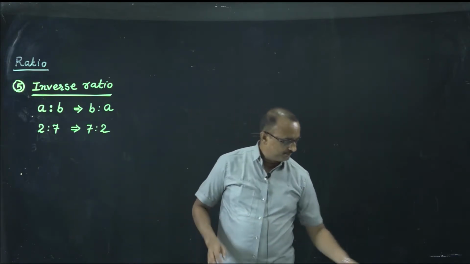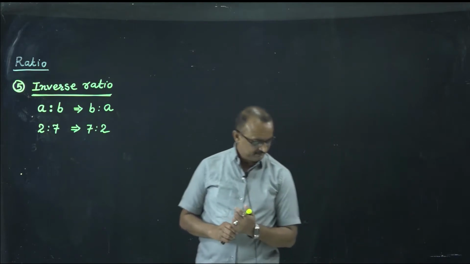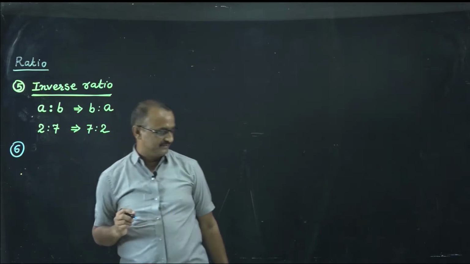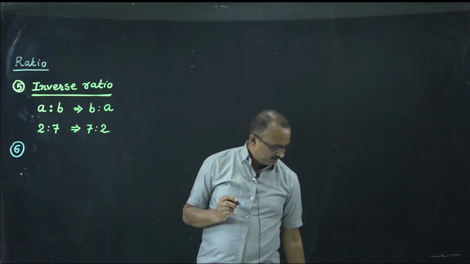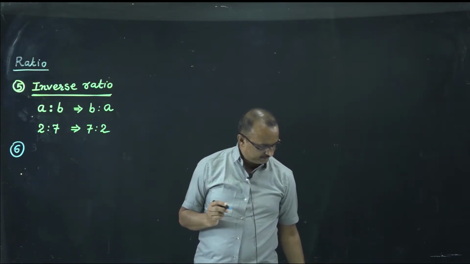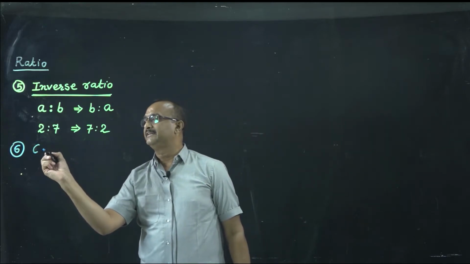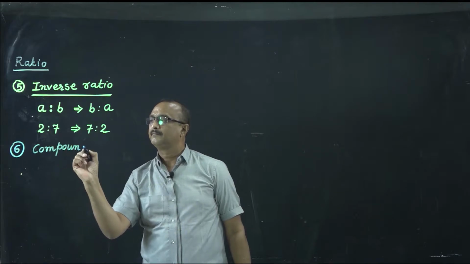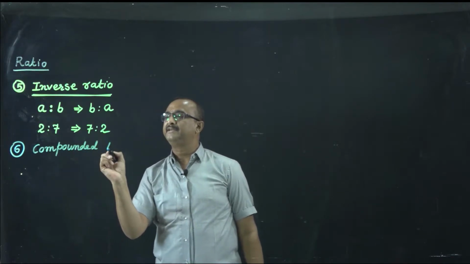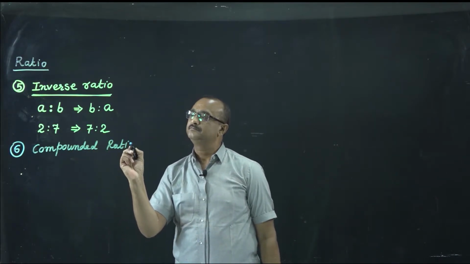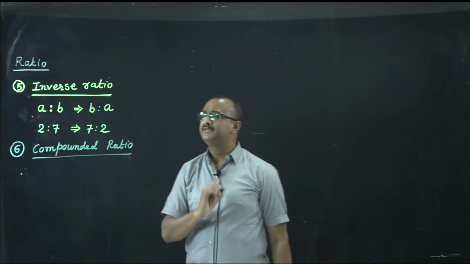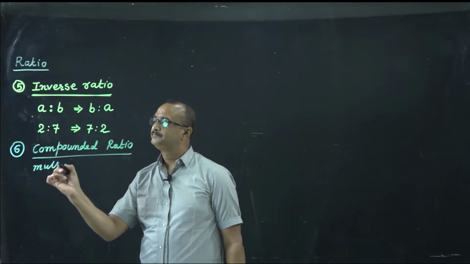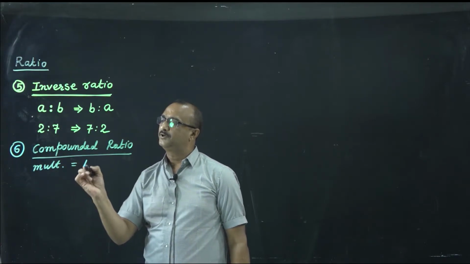And now, one more thing we learn about ratio. Afterward, we will start our exercise. Number 6 is compounded ratio. Compounded ratio. See, compounded ratio means multiplication or product.